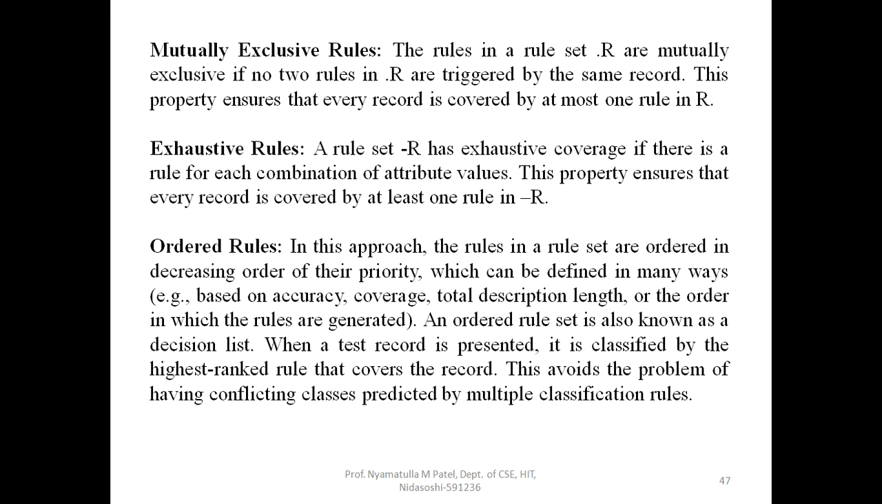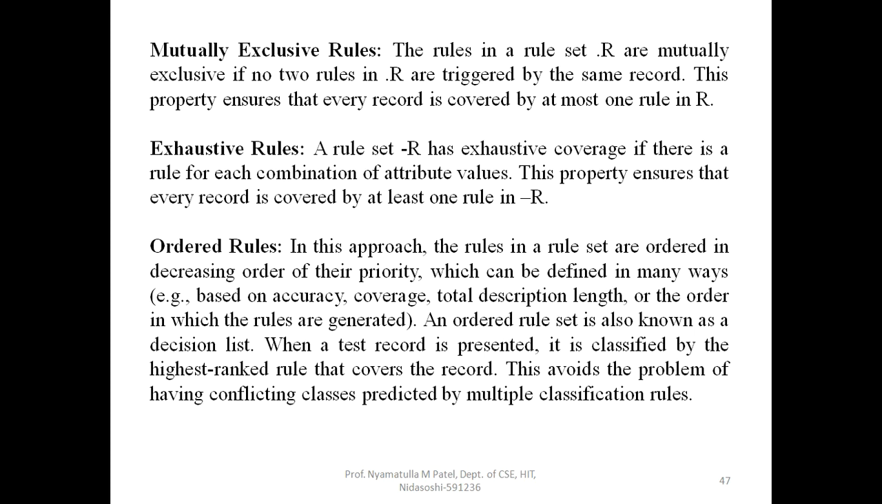Exhaustive rules: a rule set R has exhaustive coverage if there is a rule for each combination of attribute values. For every combination of attribute values of a data set, if you have a rule defined, then that rule set is called exhaustive. This property ensures that every record is covered by at least one rule in the rule set R.